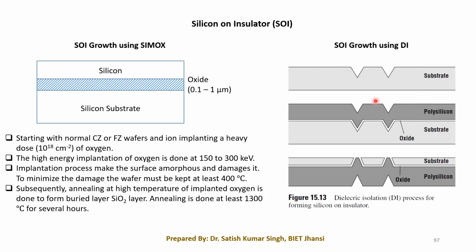Before that, we have to grow an oxide layer, a very thin oxide layer. First we grow the thin oxide layer and then we grow the polysilicon, so this type of structure will be formed first. After getting this structure, we turn over this wafer and then grind it from the bottom side. Then obviously we are going to get this type of structure.